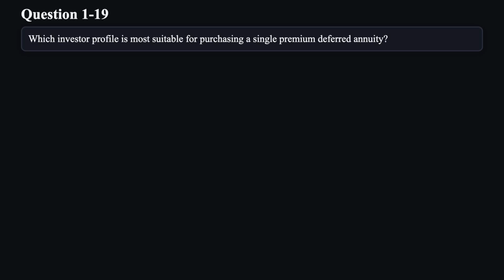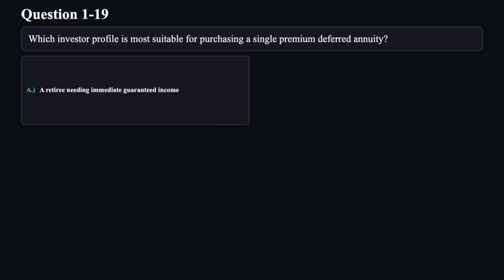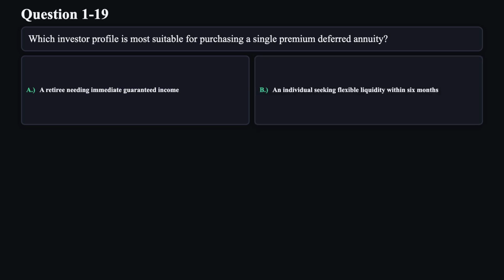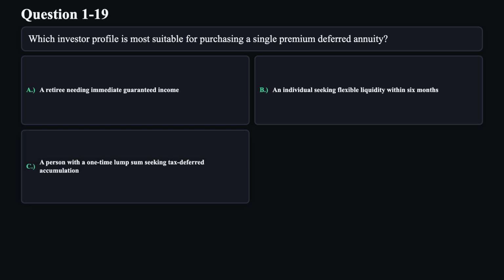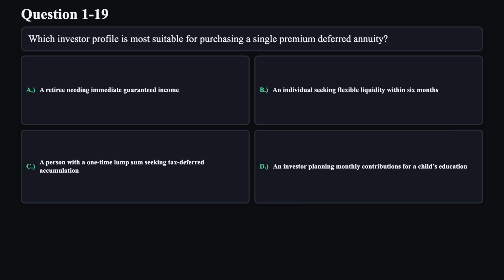Question 19. Which investor profile is most suitable for purchasing a single premium deferred annuity? A. A retiree needing immediate guaranteed income. B. An individual seeking flexible liquidity within 6 months. C. A person with a one-time lump sum seeking tax-deferred accumulation. D. An investor planning monthly contributions for a child's education.